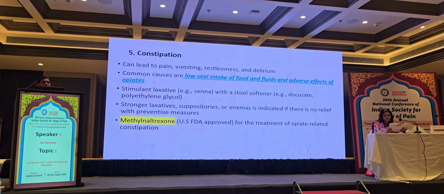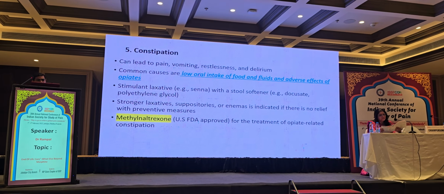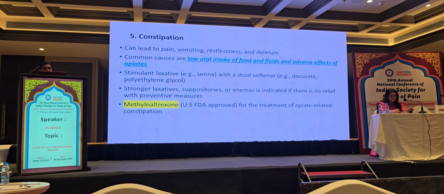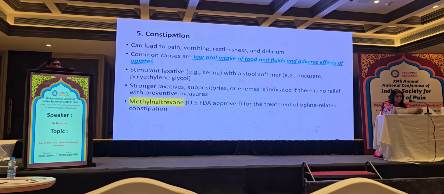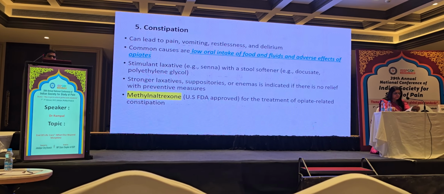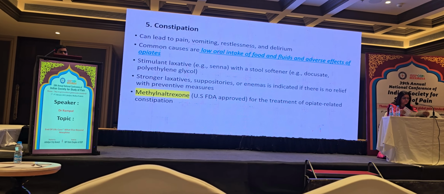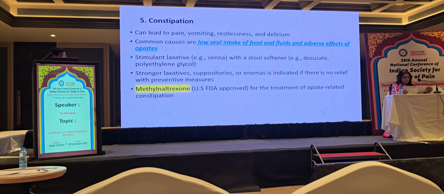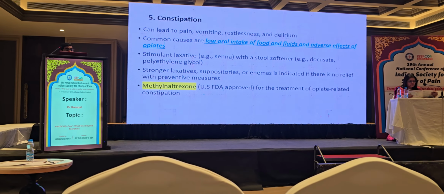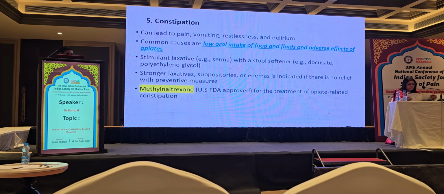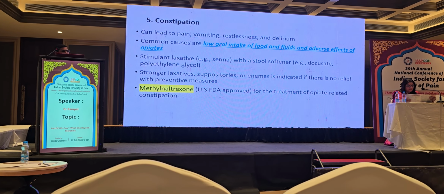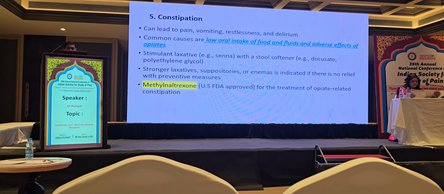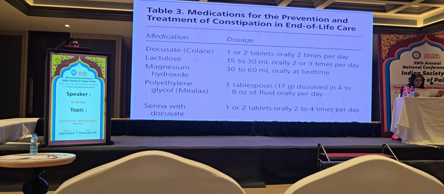Next symptom is constipation. It can lead to pain, vomiting, restlessness, and delirium. Constipation can be due to lower intake of food and fluids, and it may be a side effect of opioids. To control the constipation, a stimulant laxative like senna with a stool softener can be used. Even stronger laxatives, suppositories, and enemas are indicated if simple stimulants are not working. To control opioid-related constipation, the US FDA has approved methylnaltrexone. So these are the drugs which can be used.